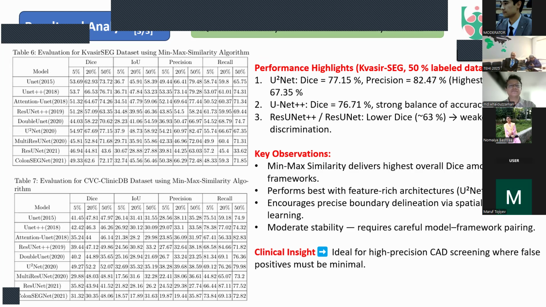And this is the same analysis for the min-max similarity algorithm across the four evaluation metrics I have already described in the evaluation metrics section. The clinical insight for the min-max similarity algorithm for these two datasets is that it is ideal for high precision computer-aided diagnosis screening, where false positives must be minimal.